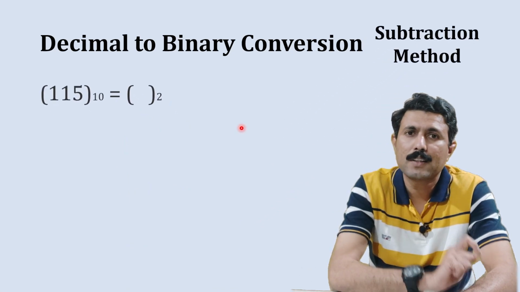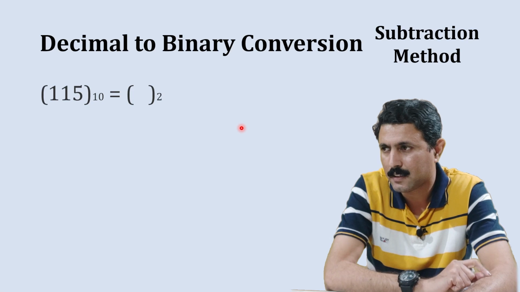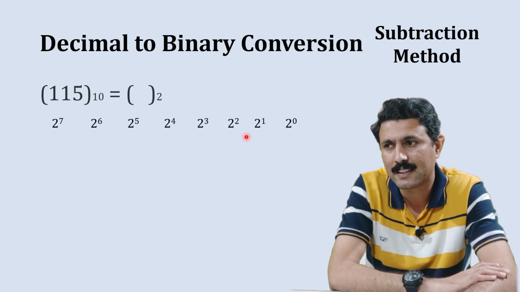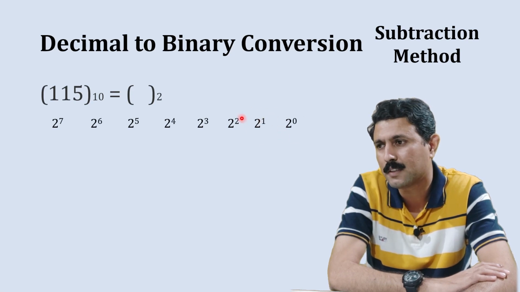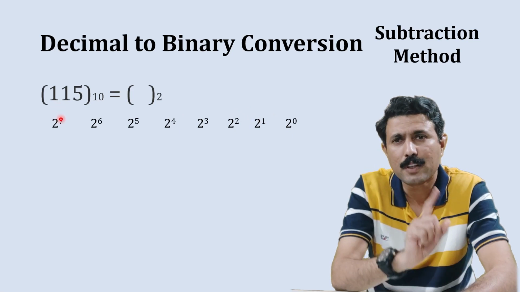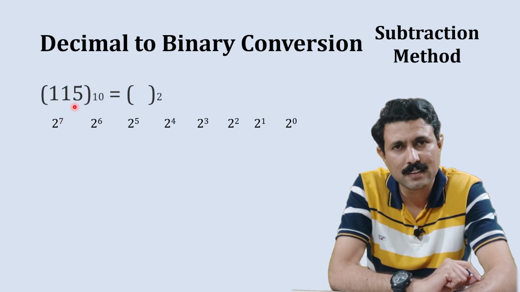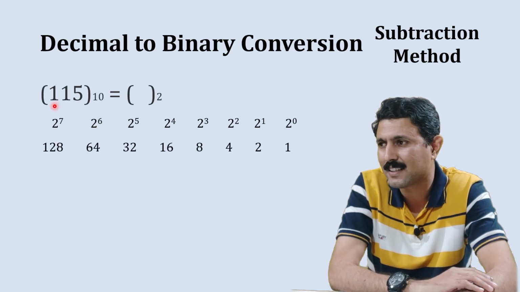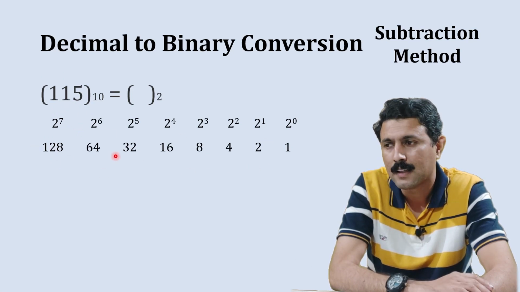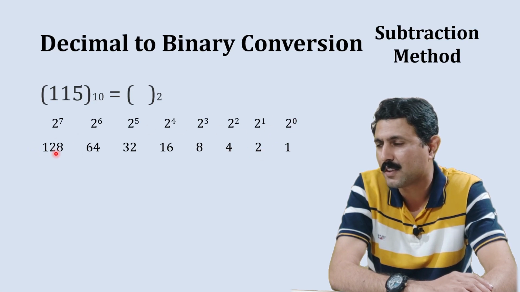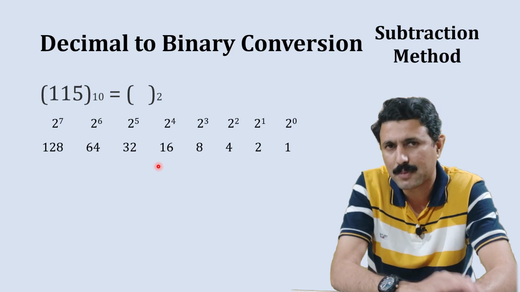So here we want to convert this 115 into binary. What we'll do, you're supposed to write a weighted number series like this: 2 raised to 0, 2 raised to 1, 2, 3, 4, 5, 6, 7. But up to what number? Up to the number which is larger than this. Here you can see 128 is larger than 115, so you should write it up to 128. So 2 raised to 0 is 1, then 2, then 4, 8, 16, 32, 64 and 128. So this is the number series.